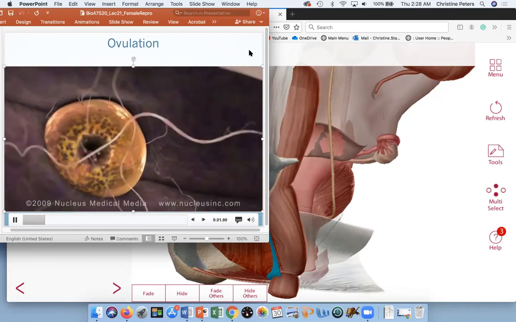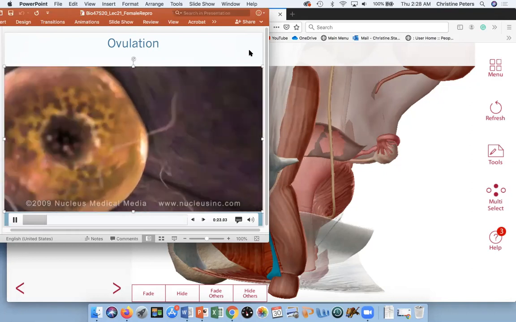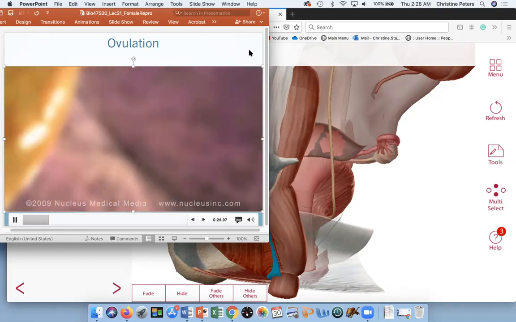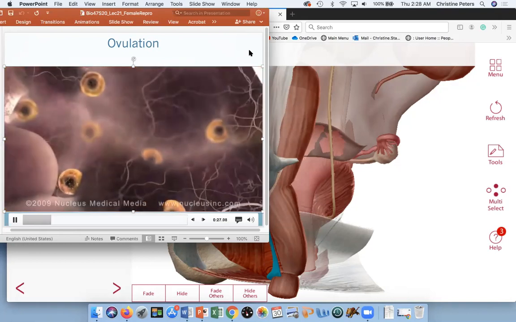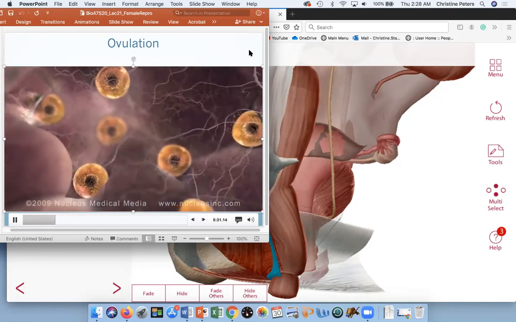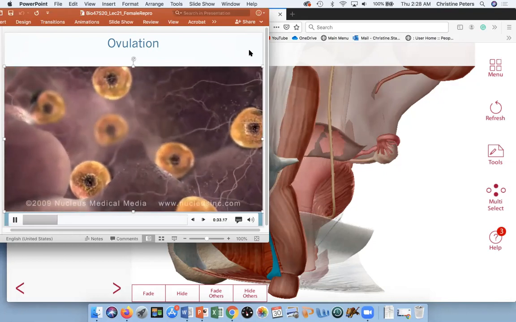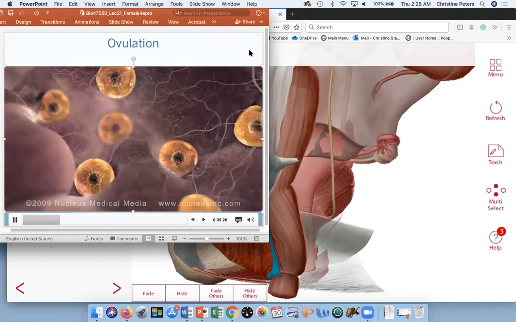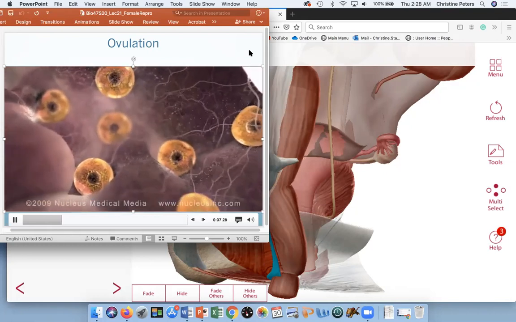The typical 28-day menstrual cycle begins on the first day of menstrual bleeding. During the first 7 days of the cycle, a few follicles begin to grow at the same time. These maturing follicles secrete estrogen hormone into the bloodstream to prepare the lining of the uterus for pregnancy.